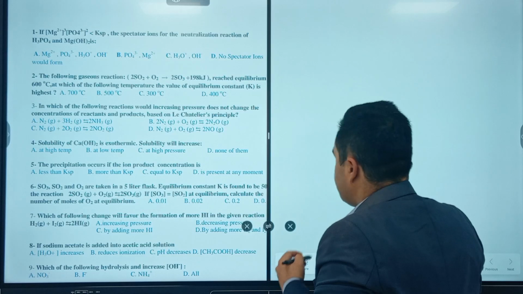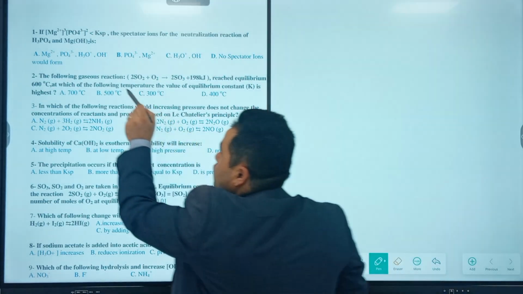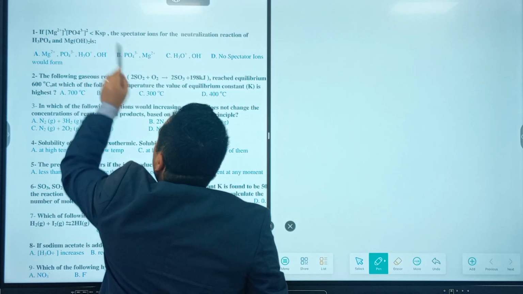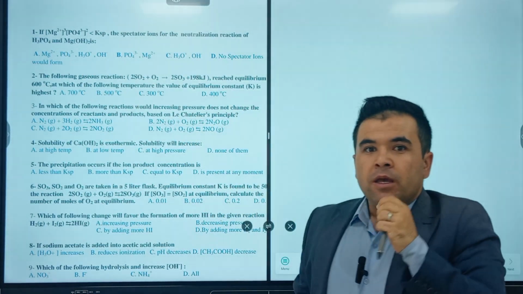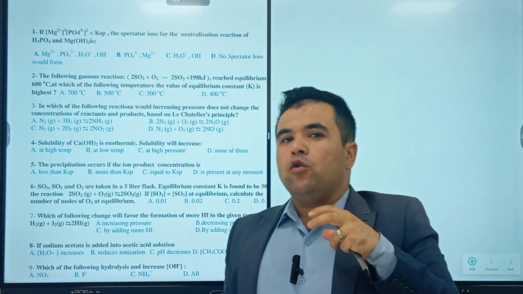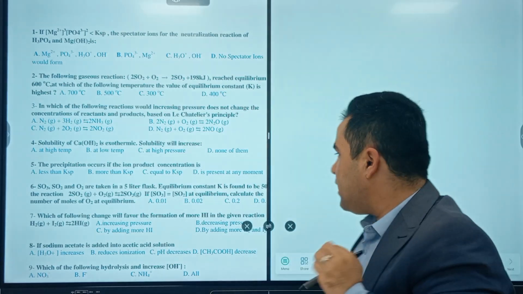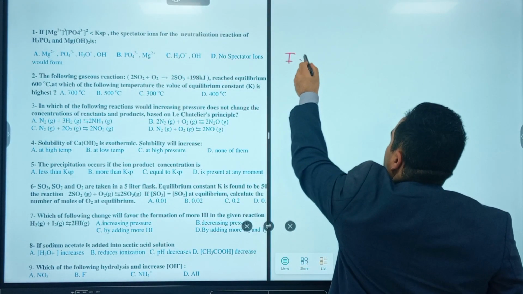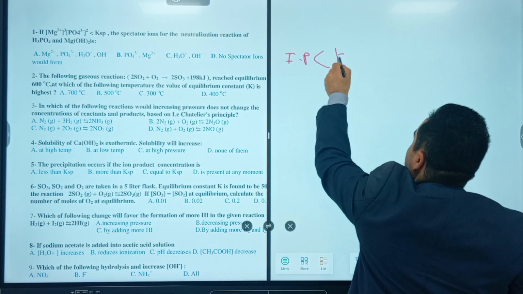Guys, the first question stated that when the concentration of Mg and phosphate ions is lower than the Ksp, that means the IP is lower than the Ksp.